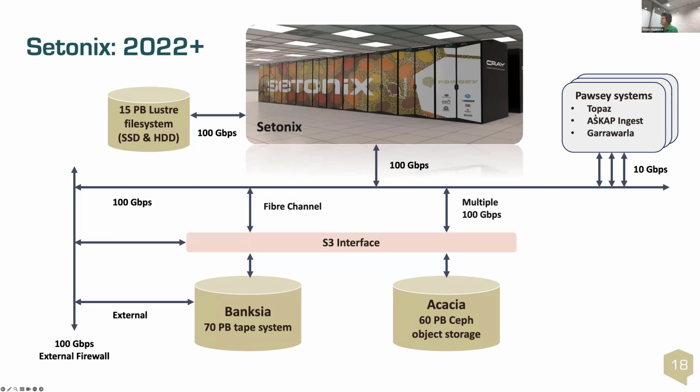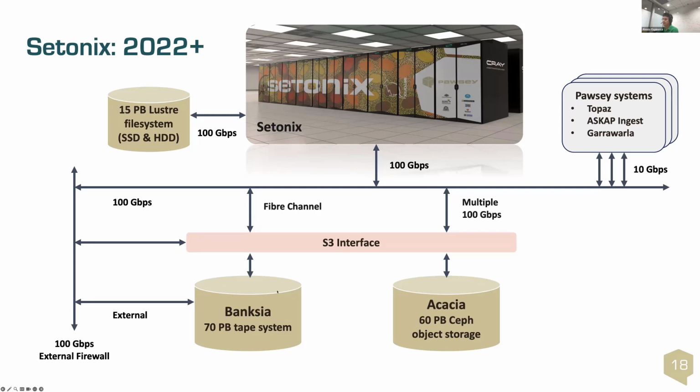Okay, so then we have a backbone communication channel of 100 gigabits per second, and that also connects the other supercomputers that we may have. Topaz is now out of our system, has been deprecated, but we will still have some other supercomputers at Pawsey, Ascaraguarla, to give service to the astronomy projects.